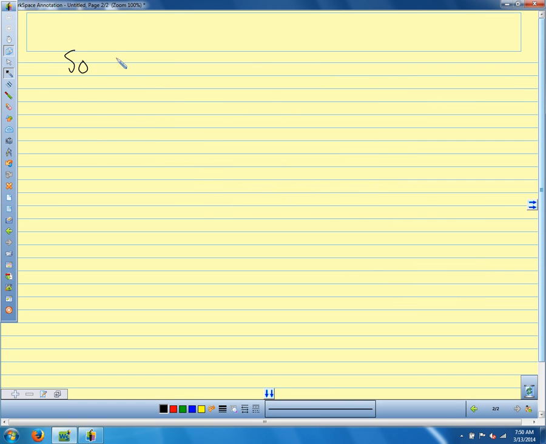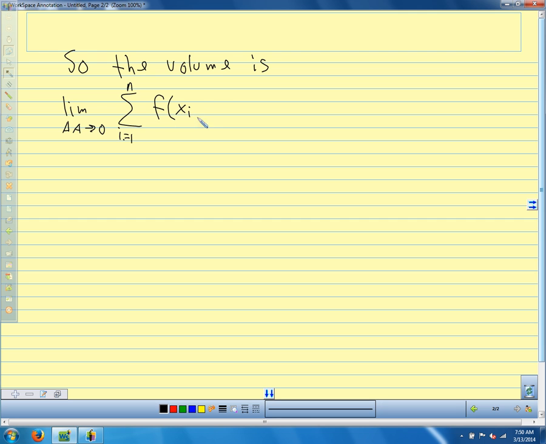So I'm just going to write that out. So the volume is the limit as delta A approaches 0 of the sum i equals 1 to n f of x sub i, y sub i, delta A sub i.